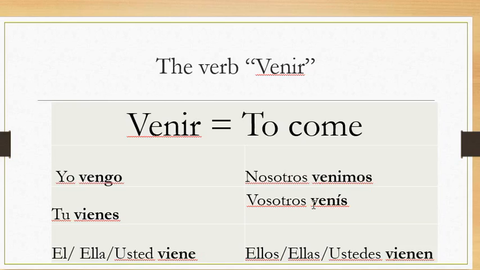The vosotros form is also regular. It's venís. And then back down to the ellos, ellas, ustedes form, you've got an I before the first E, just like you have in tú, él, ella, and usted. So it would be ellos, ustedes vienen.